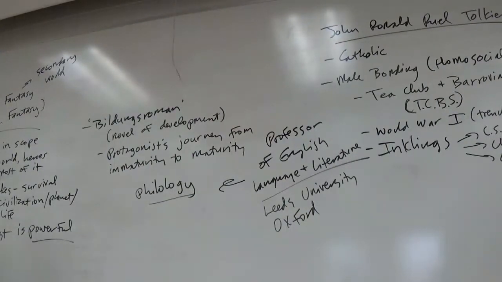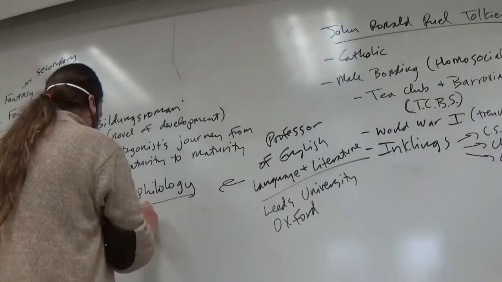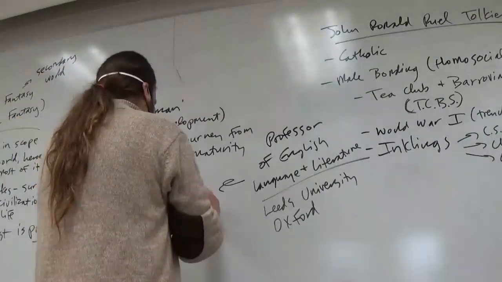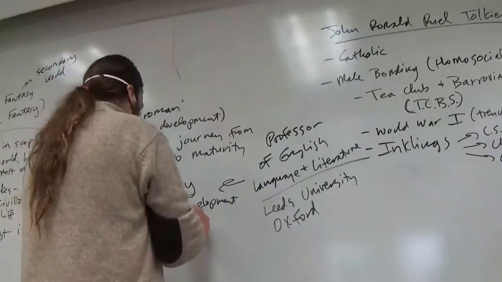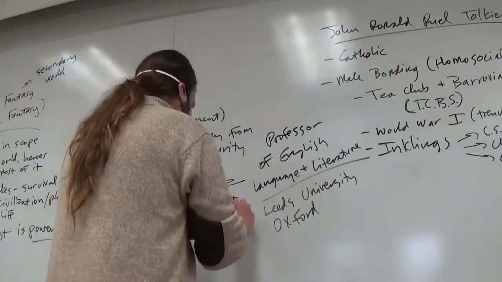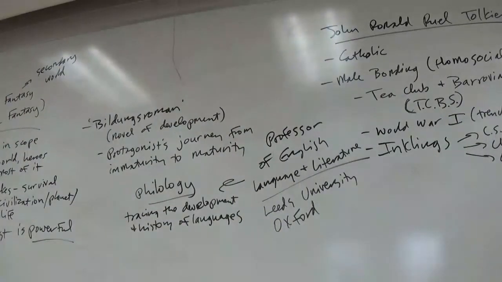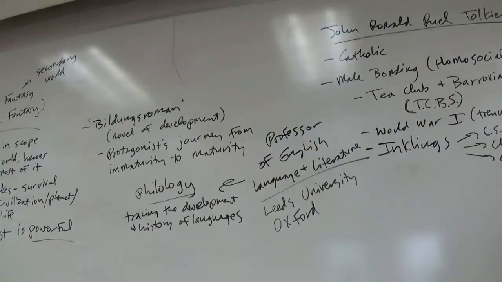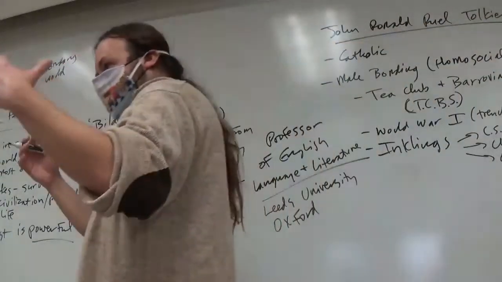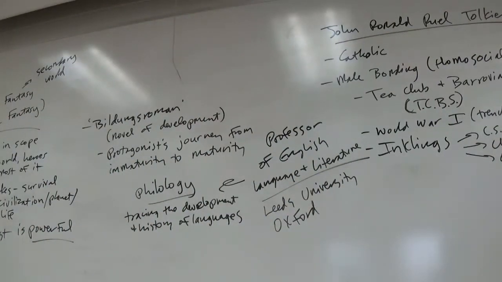So a philologist is primarily concerned with tracing the development and history of languages. After the war, Tolkien's first job, before he was appointed professor at Leeds University, was working on what would become the Oxford English Dictionary as a researcher. So he was literally researching the history of English words. And much of his scholarly work is concerned with tracing the development of Anglo-Saxon and Middle English in literature.